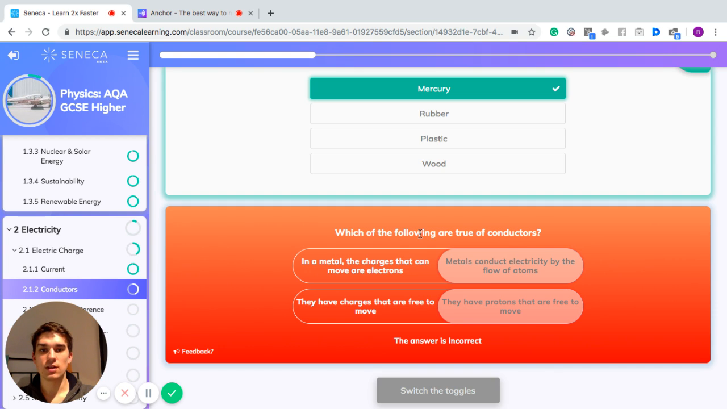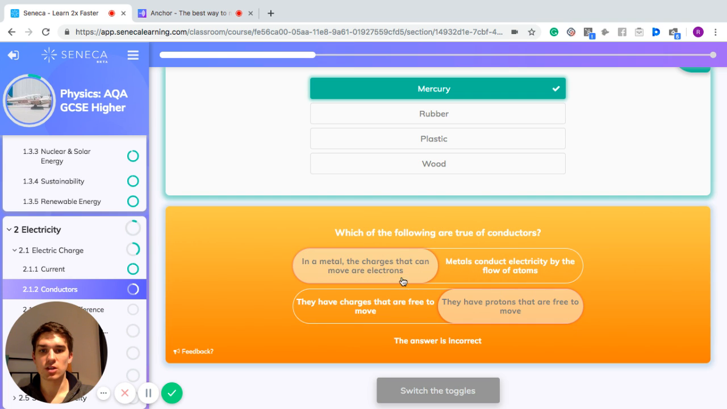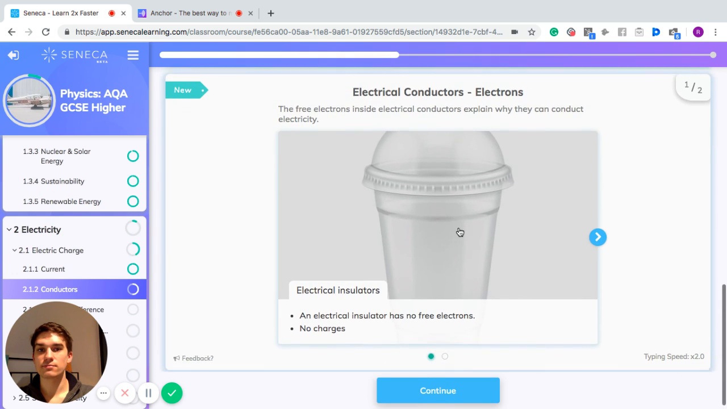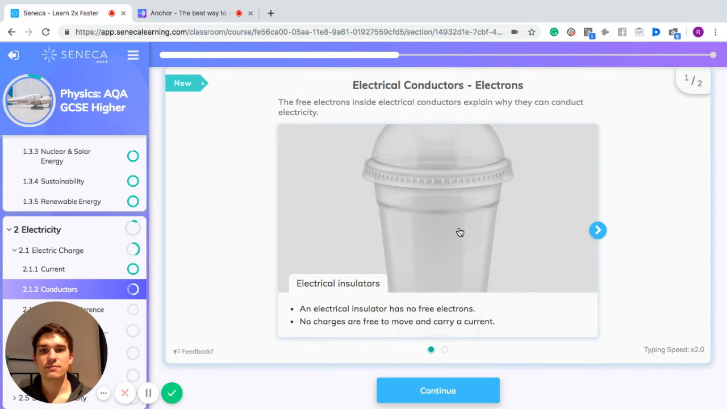So a couple of things that are true about conductors for you to think about. In metal, the charges that can move are electrons, and they are free to move. Now, electrical conductors and electrons, we need to think about those. The free electrons inside electrical conductors explain why they can conduct electricity. But electrical insulators have no free electrons, so there are no charges which are free to move and carry a current.